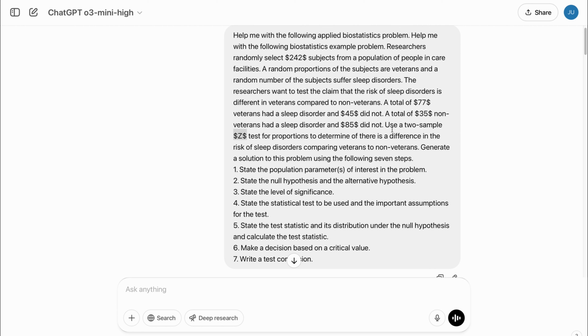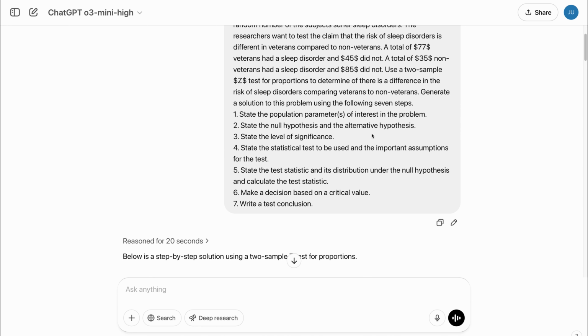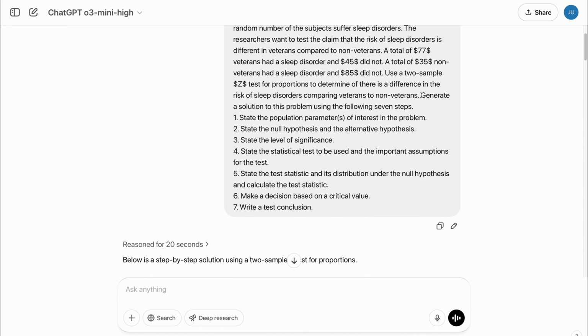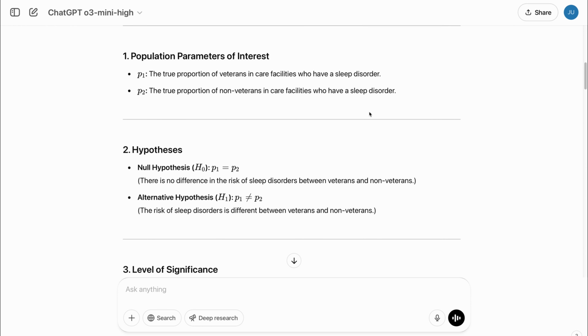Let me know in the comments down below if you want to learn a little bit more about LaTeX. Mathematical typesetting allows you to put equations into something like ChatGPT. So there's our problem, just as we've stated in the written part, but I am instructing the LLM to generate a solution to this problem using the following 7 steps, and I do outline the 7 steps that we use. So it's very correctly stated.